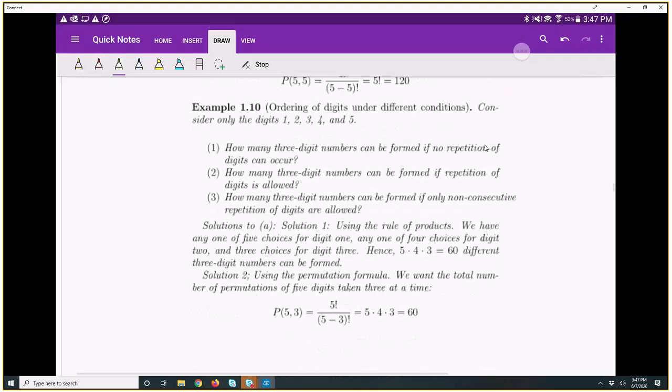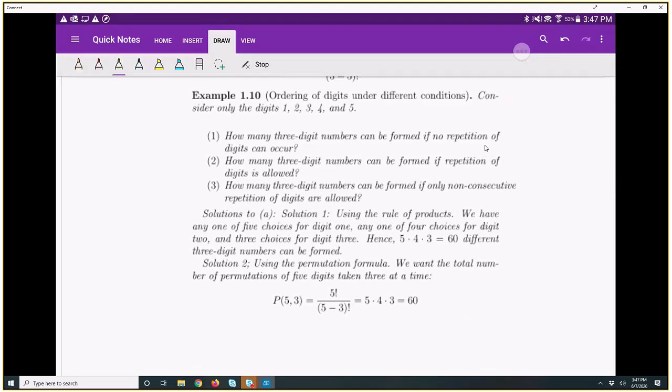Now how about different conditions that we could impose? Consider only the digits 1, 2, 3, 4, and 5. We could be asked, how many 3-digit numbers can be formed if no repetition of the digits can occur? So this is a permutation. So you can see solutions to A, solution 1, and solution 2. We could either use the rule of products to think of it as 5 choices for the first, then 4 choices for the next, then 3 choices for the next. Or we could use our permutation formula, and we'll get the same answer either way.